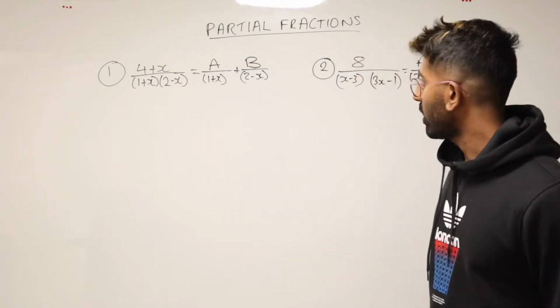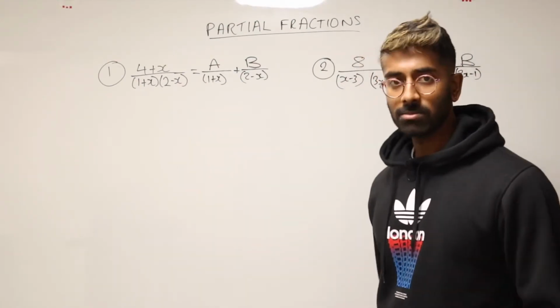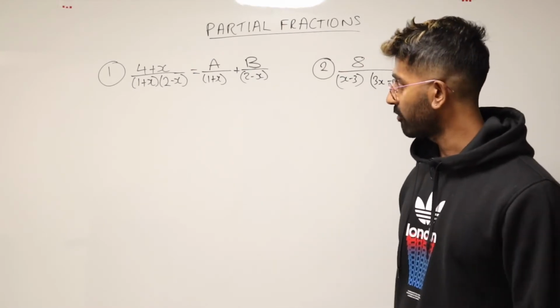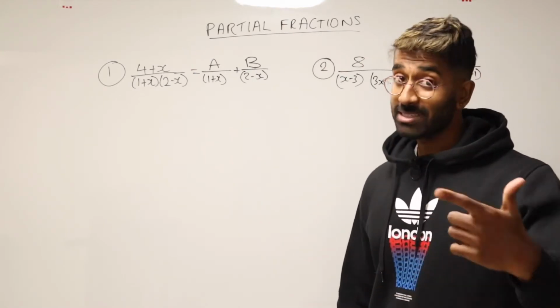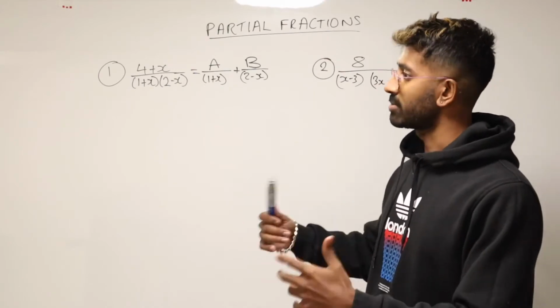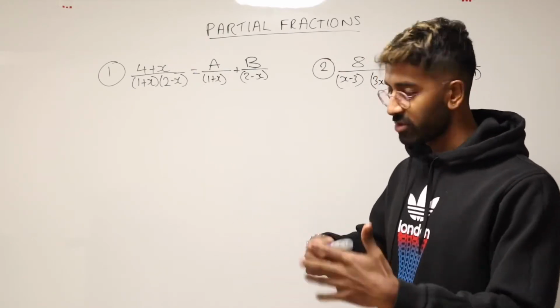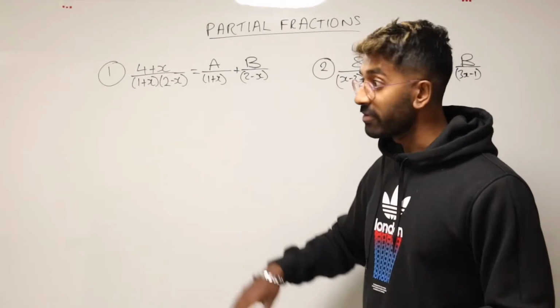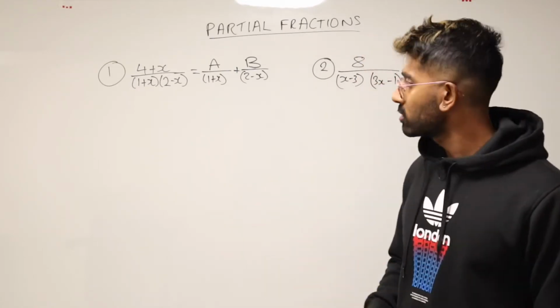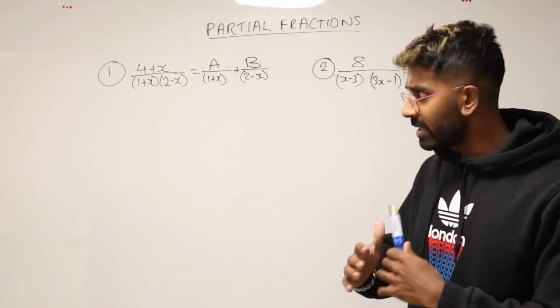So we've got another video on partial fractions. Now you would have seen these two sums already. We've done these two before. But now what we're going to do is do it via a different method. So last time we used substitution. So we trialed out different values of x to get rid of a and b. But now we're going to do something else. So the first step though remains exactly the same.